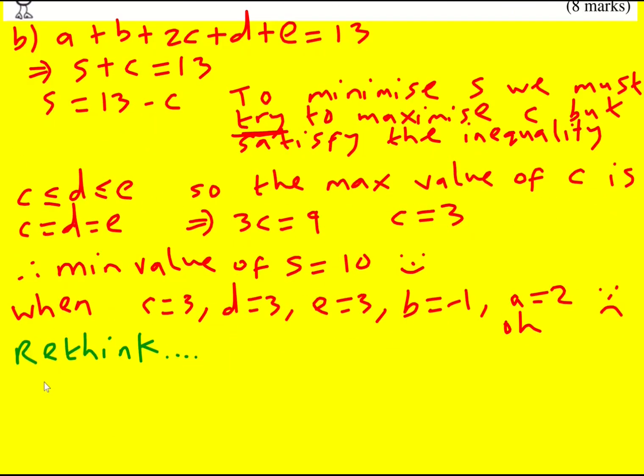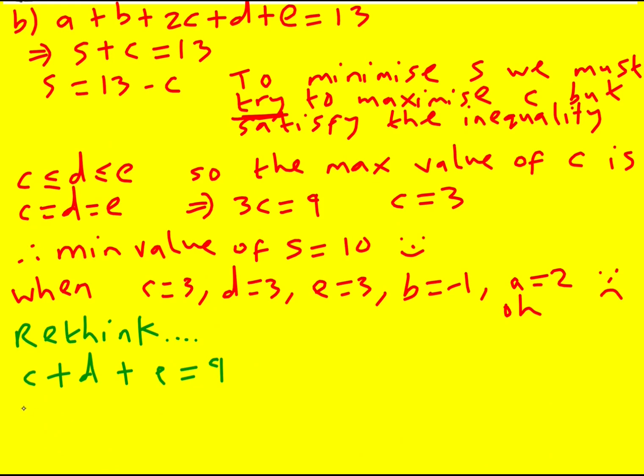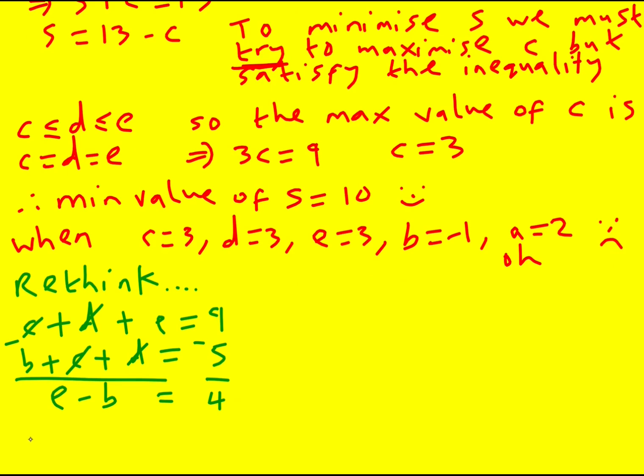And okay, I have to show full written solutions, so I'm going to make sure I make this clear. So I've got C plus D plus E is 9, and B plus C plus D is 5. So subtract, and these are going to cancel. I'm left with E minus B equals 4. So what that means is that E must equal B plus 4. Okay, we've now got a restriction between E and B.